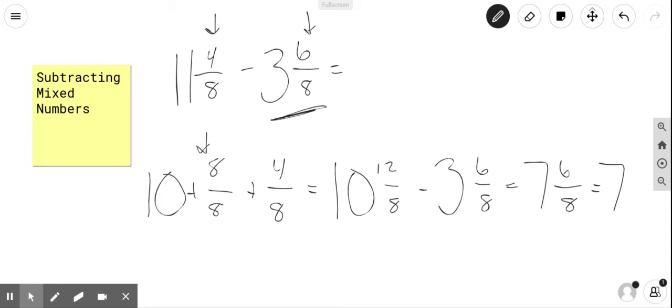I'm running out of room. And we have to think, what can 6 and 8 be divided by? They can both be divided by 2. 6 divided by 2 is 3. 8 divided by 2 is 4. So our answer in simplest form is 7 and 3/4.